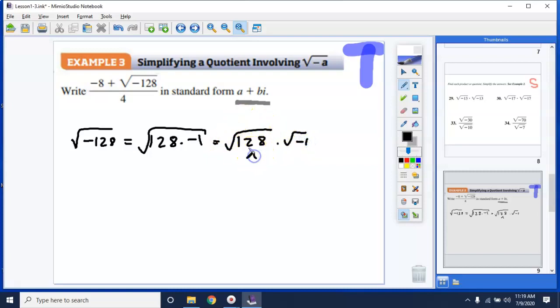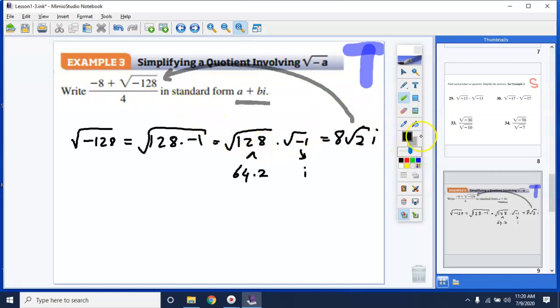And this one, 128, as you know, is going to be 64 times 2, right? So I can write this as square root of 64 is 8, but this 2 will stay inside square root of 2, and I know that square root of -1 was i. I'm gonna put i here. Okay, so as you've seen, square root of -128 is equal to 8 square root of 2i. So I'm gonna take this and write into here, and then I'm going to simplify them. It's gonna look like this, everyone.